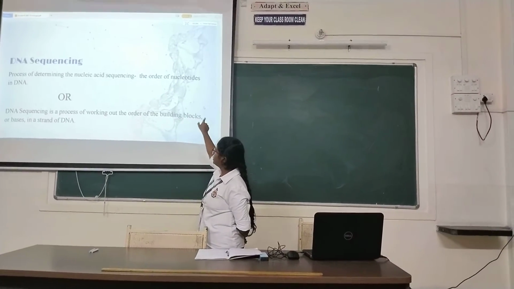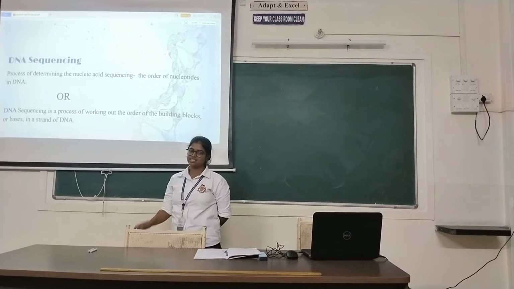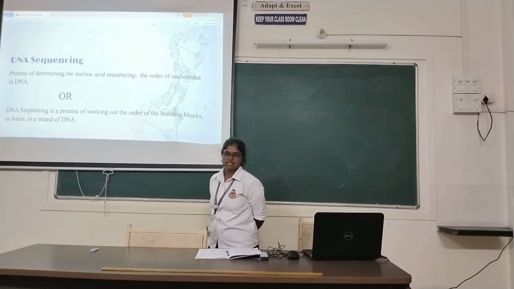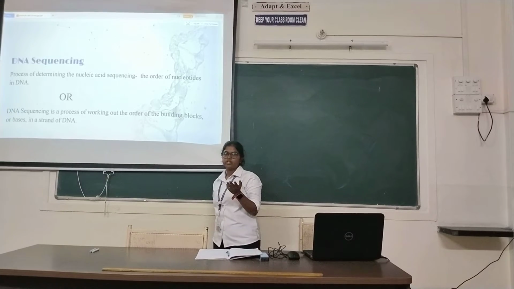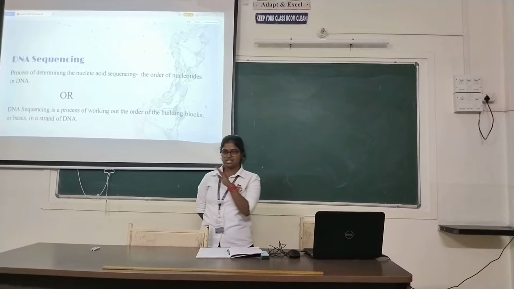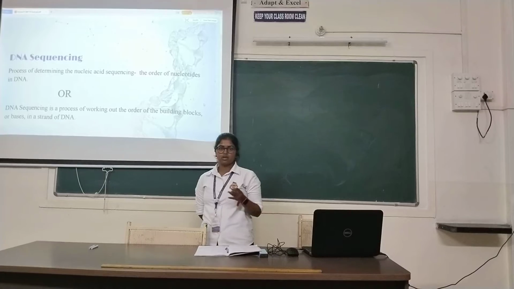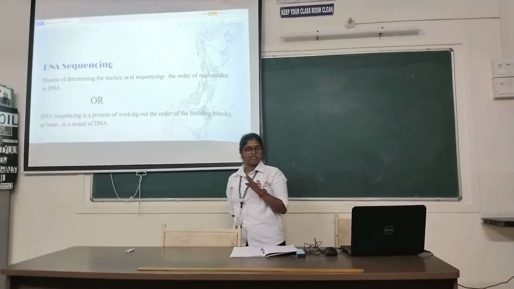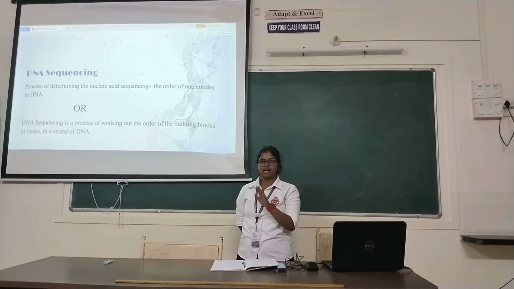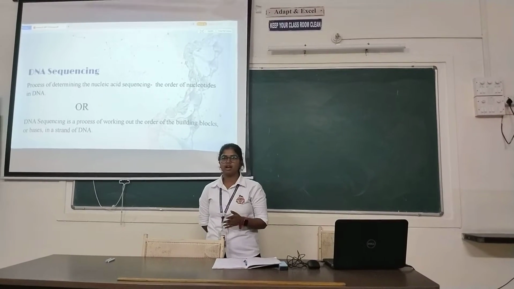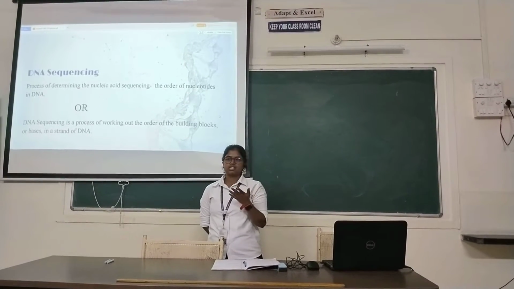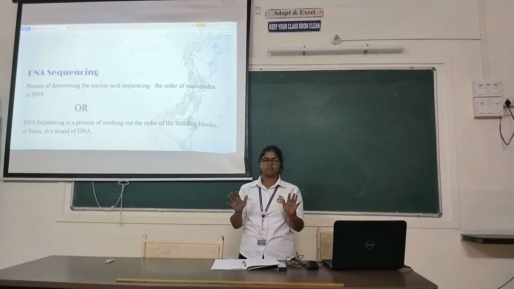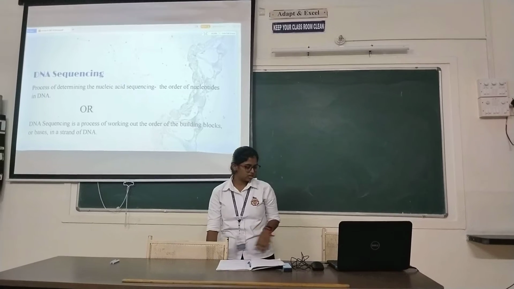The order of the nucleotides in DNA is just enough. The order. Order in the sense, we have 4 nucleotides in this DNA: adenine, guanine, thymine and cytosine. Those 4 nucleotides, how they are arranged, what is the function of that, and what is the size of that. Studying about this is nothing but DNA sequencing.